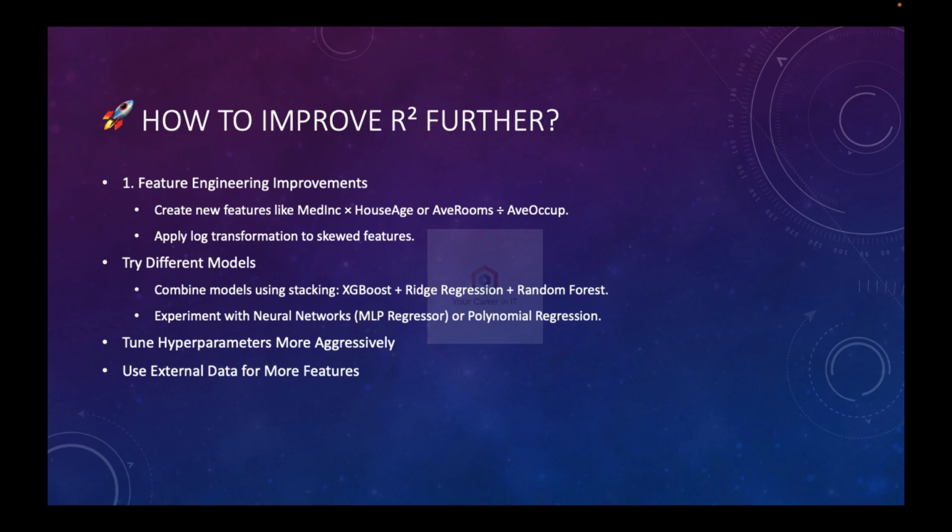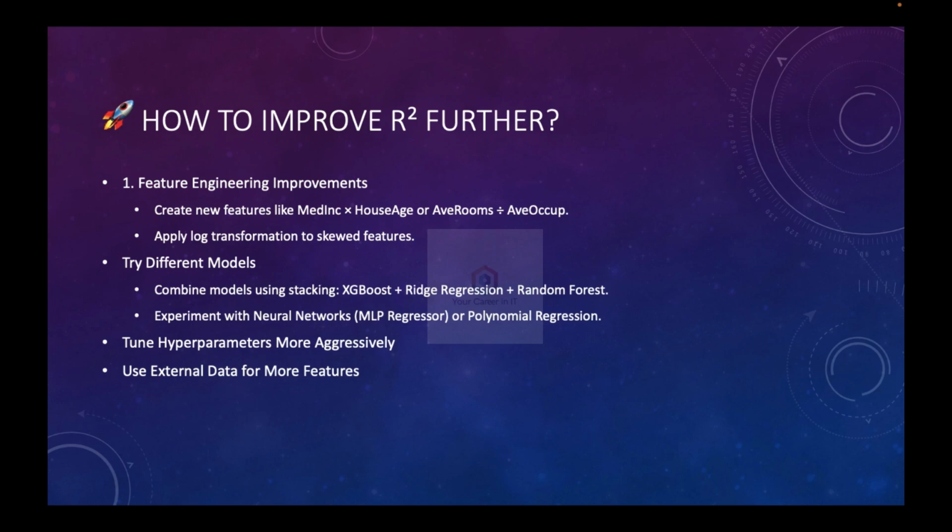So how to improve R square further? If you still want to push R square closer to 0.9, try the following steps. The first one is feature engineering improvements. You need to create new features, for example, income and house age, average rooms divided by average occupancy, so average room size per occupant. Create new features like median income times house age, interaction between income and house age, and average room size per occupant.